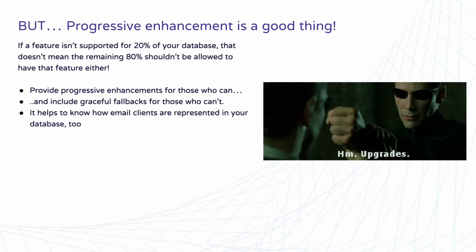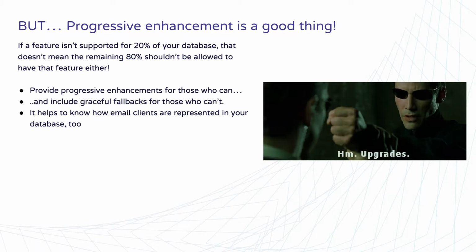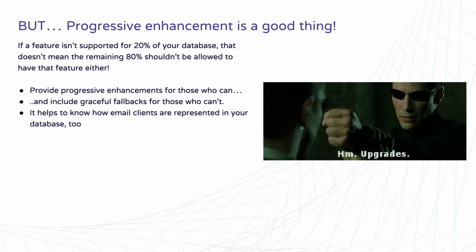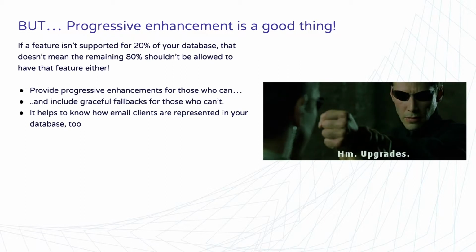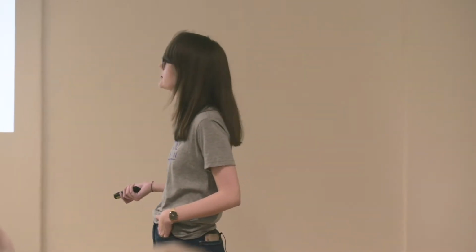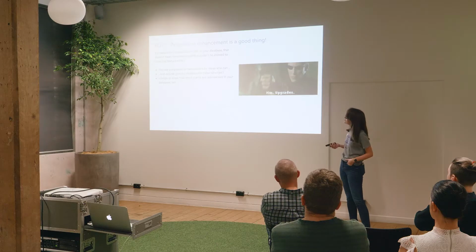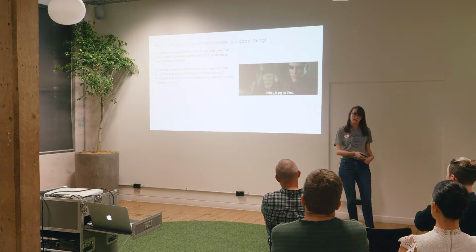But at the same time, progressive enhancement is not a bad thing. So if a feature isn't supported by 20% of your database, that doesn't mean the remaining 80% shouldn't be allowed to have that feature. It's really important, where possible, where reasonable, where feasible in terms of time restraints and the amount of investment that needs to be put into developing and testing functionalities, that you provide progressive enhancements for those who can see them and graceful fallbacks for those who can't.